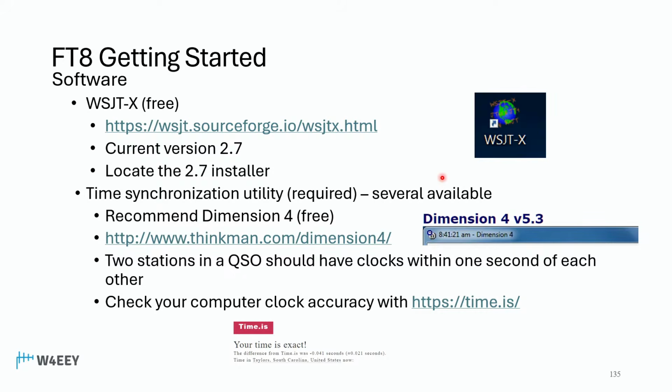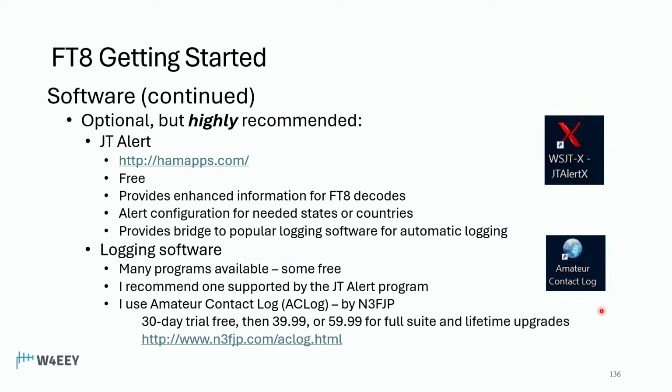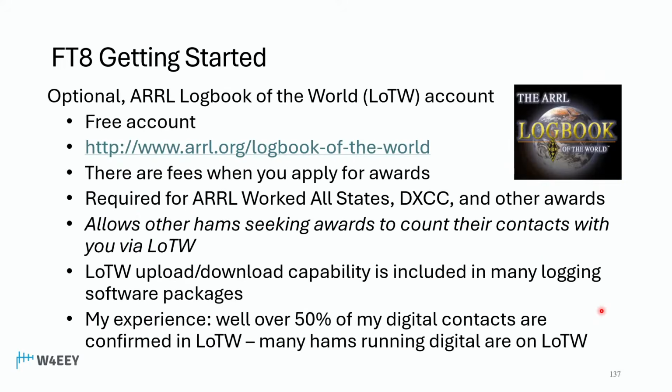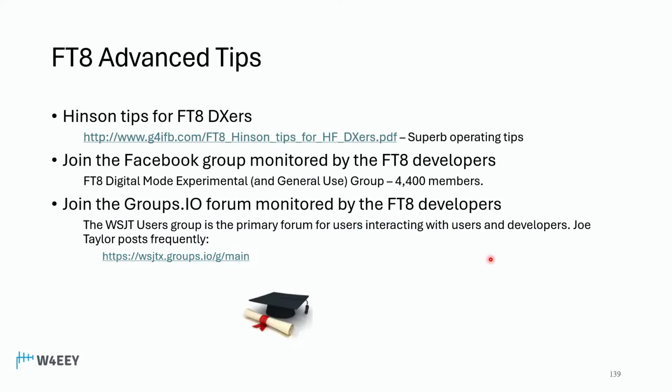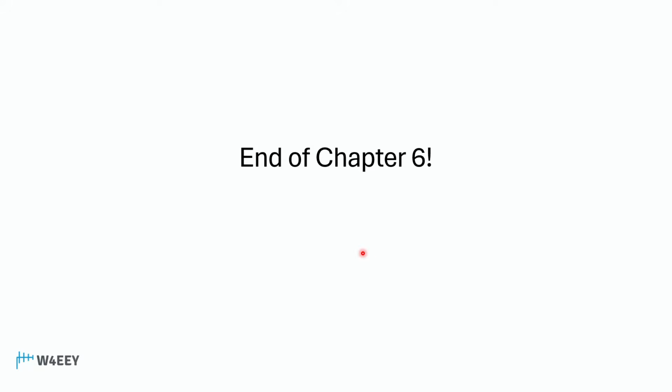How to get started, I've given you links here for the software that you might need. A little bit more on that. And more, Logbook of the World, the easiest way to confirm contacts. Find an Elmer to get started. And read the manuals. In the advanced tips, I shared the Hinson document again. Find a friend, join some of the forums, and that'll wrap us up for Chapter 6. So next week, I know we went through that in a hurry, but if you're serious about getting into FT8, which you are, I think, go back and look at this.